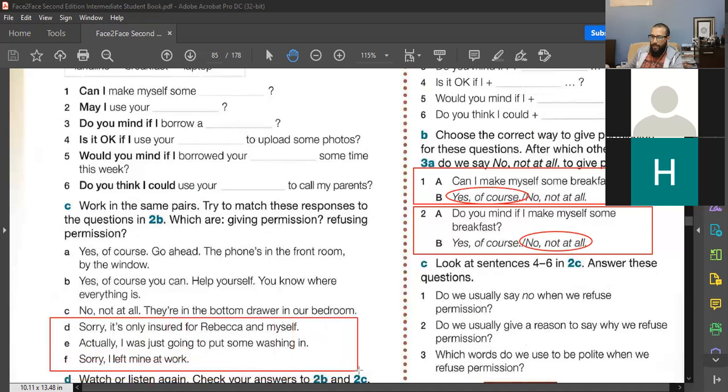Can you see 4 to 6 here? The last three. And here we want to talk about when you don't give permission. So the first question says, do we usually say no when we refuse permission? Because here D, E, and F, in all these cases, we refused permission. But do we say no?